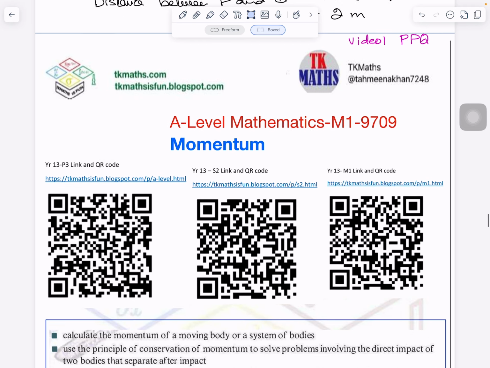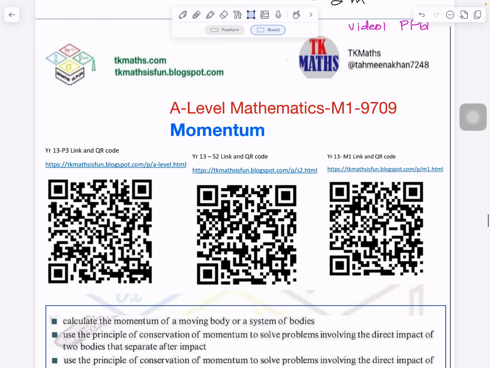In today's video, we will solve a past paper question. I could not find the year of it, but I selected it because I think it is a good question to develop the basic understanding of momentum and its application. Momentum is a topic of A-level Mathematics M1, code 9709.